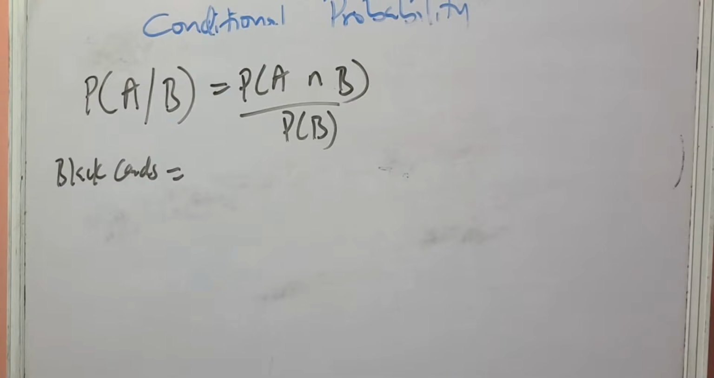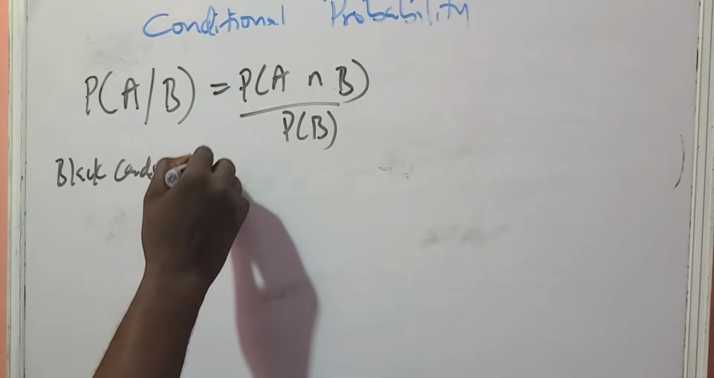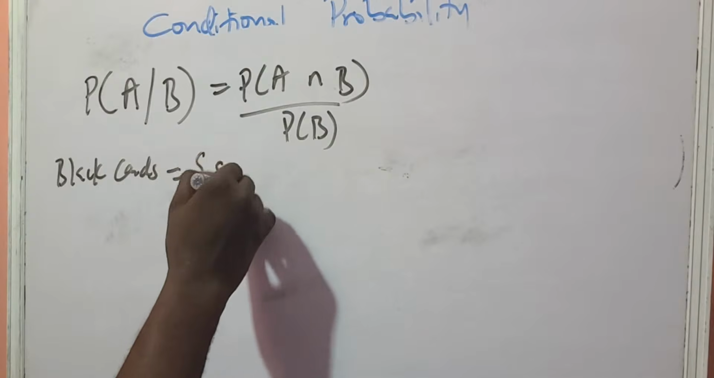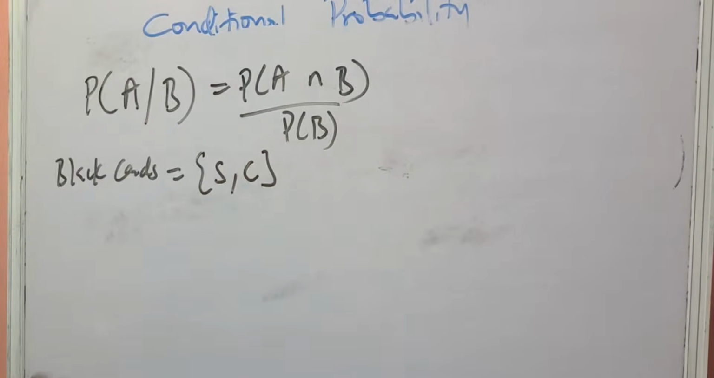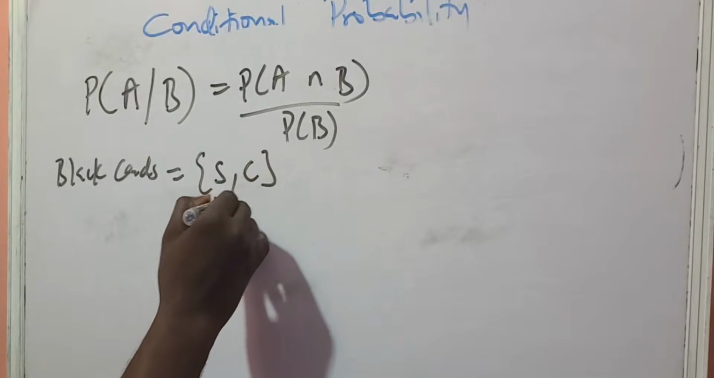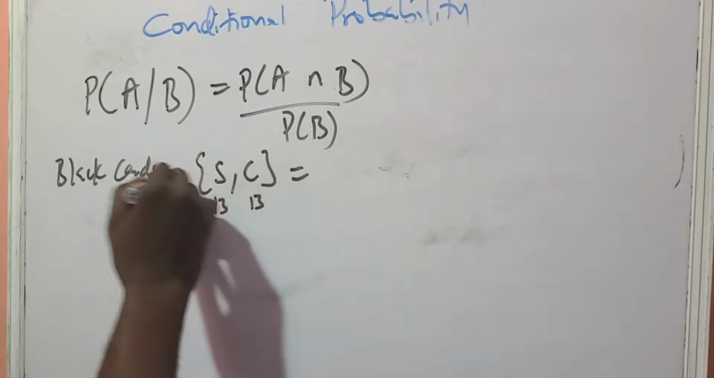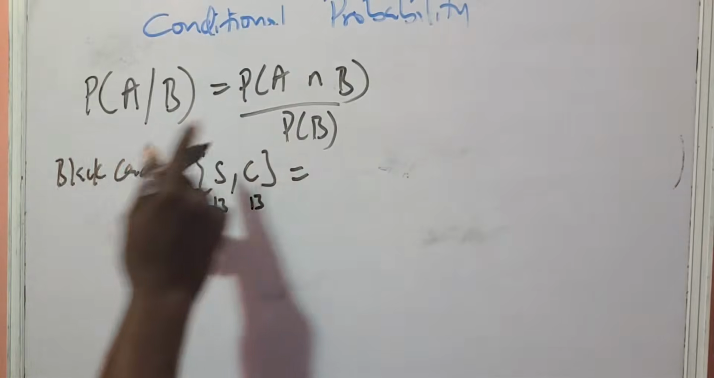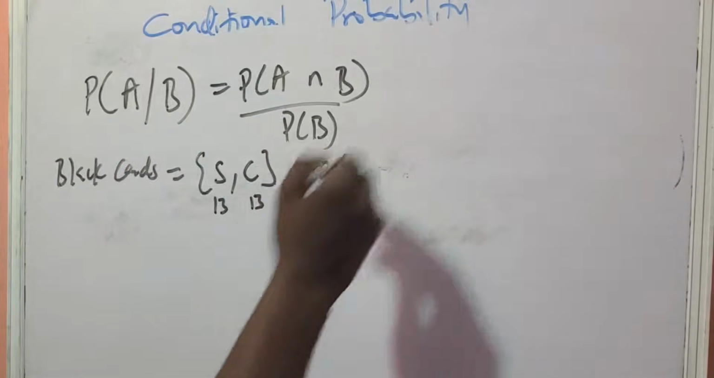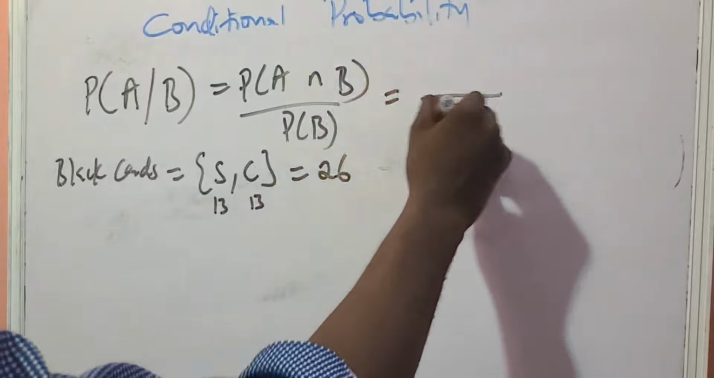Of course, we have 26 because we have that for spade and that for club. For spade, we have 13 cards. For clubs, we have 13 cards. So the total number of elements in the event space for black cards is 26. So I know that this answer will be over 26 already.